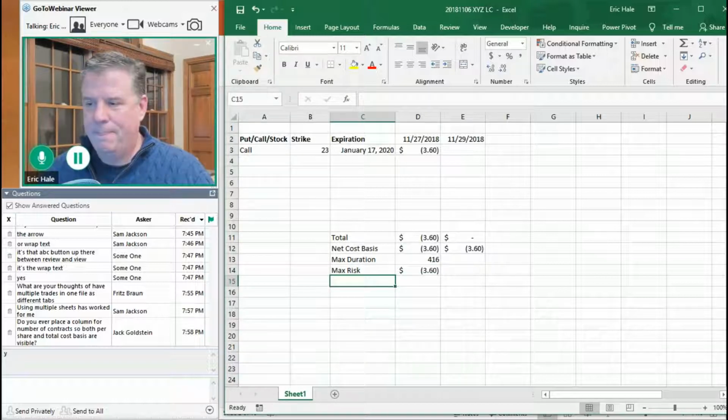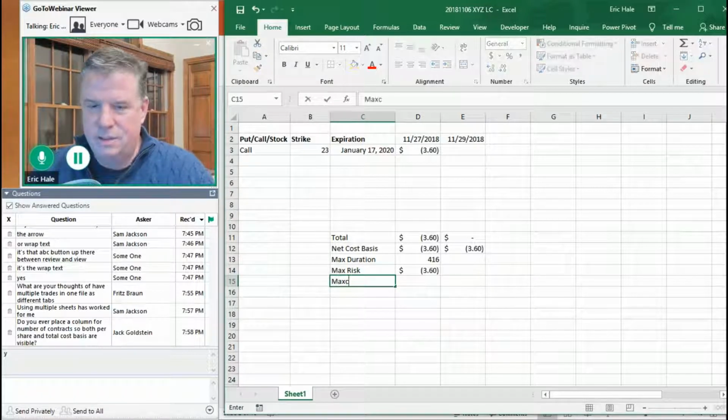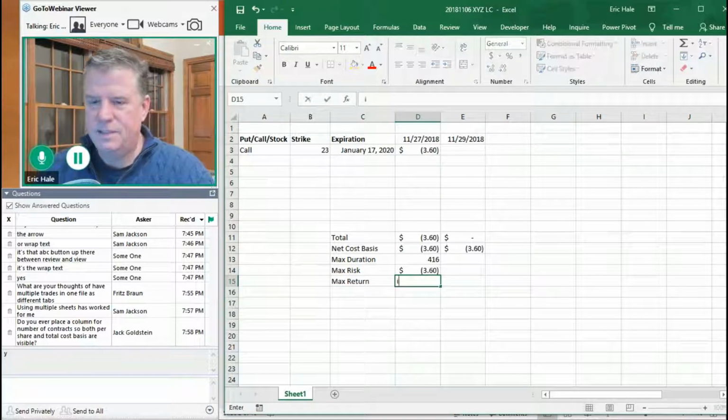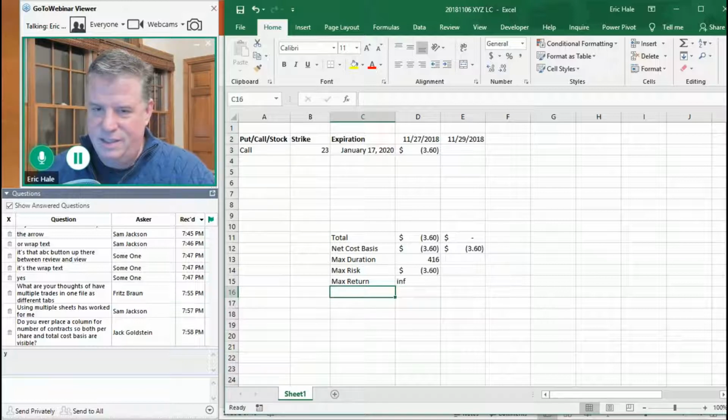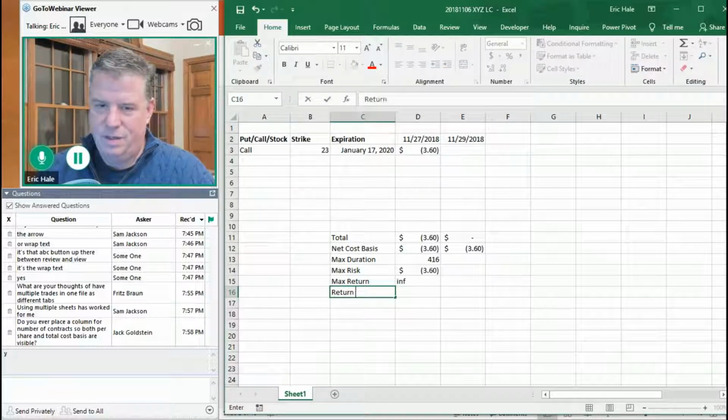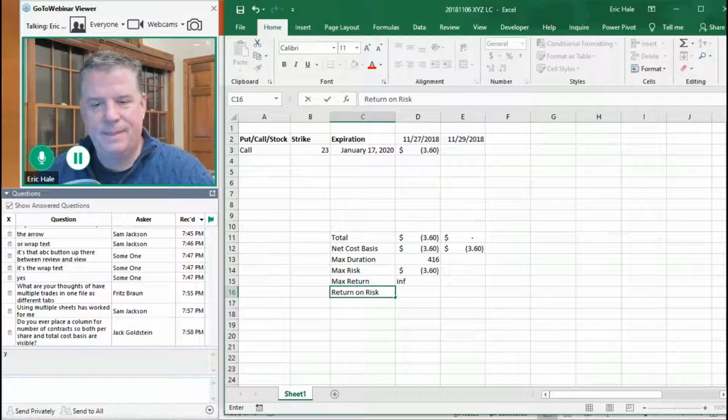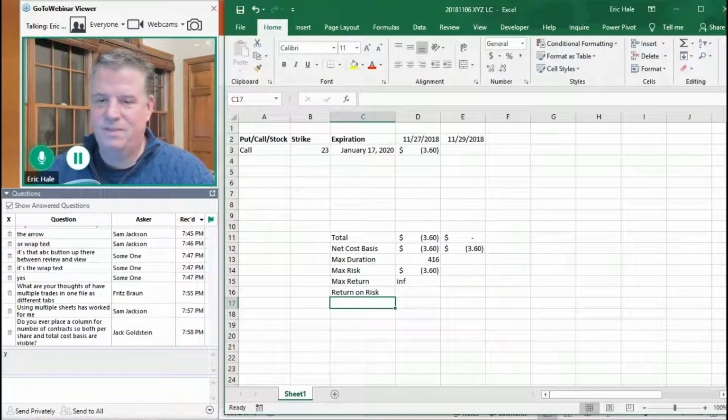My max return is infinite. So it's a long call. I have no limit there. But what I do like to do is determine my return on risk. We talk about return on investment. I think return on risk is the right one, because investment is not always your max risk.